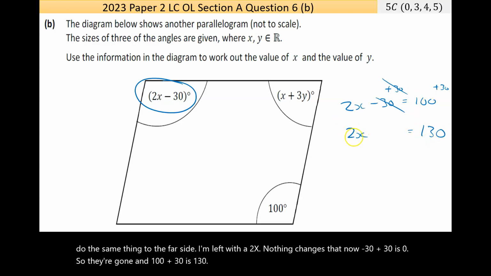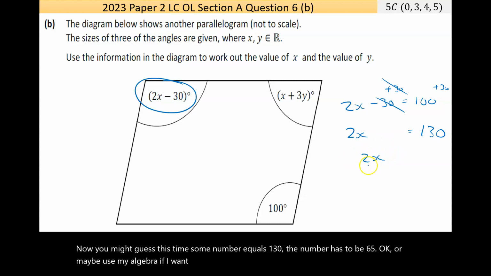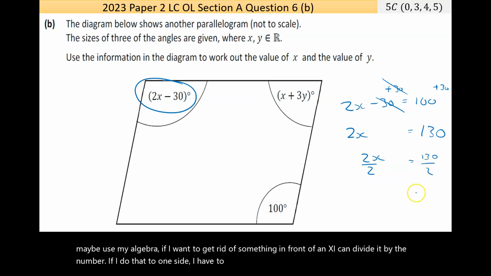Now, you might guess this. 2 times some number equals 130. The number has to be 65. Okay. Or maybe use my algebra. If I want to get rid of something in front of an x, I can divide it by the number. If I do that to one side, I have to do it to the other.